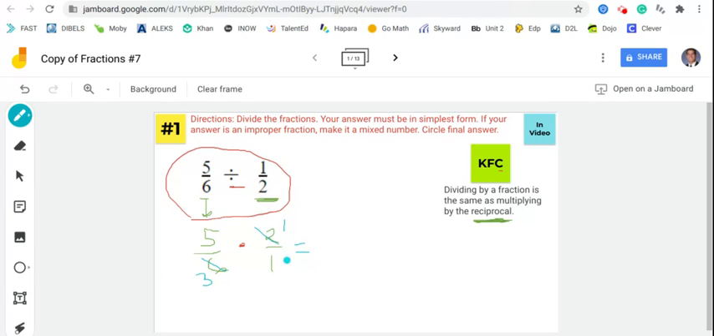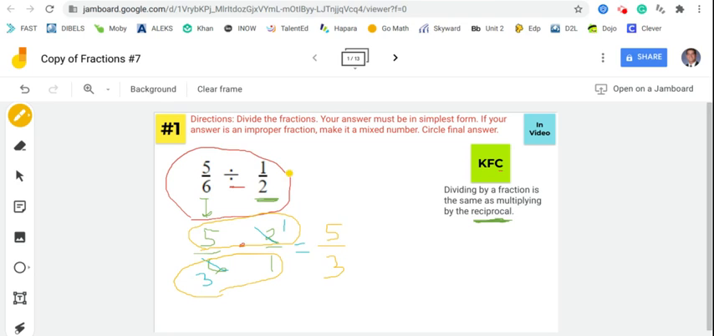Now I'm going to multiply the numerators. I'll multiply straight across. So I'll multiply the numerators, which are 5 times 1. That's 5. On the bottom, I have 3 times 1. 3 times 1 is 3. So this is my answer, 5/3.